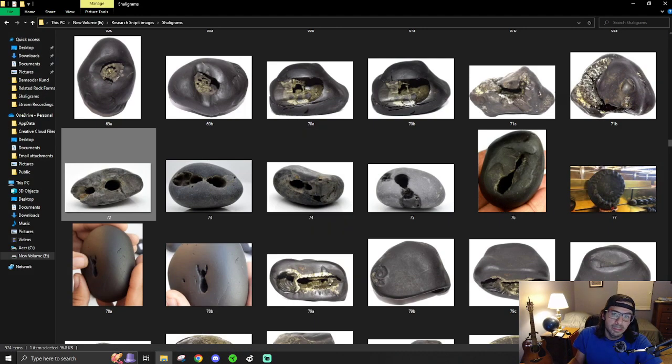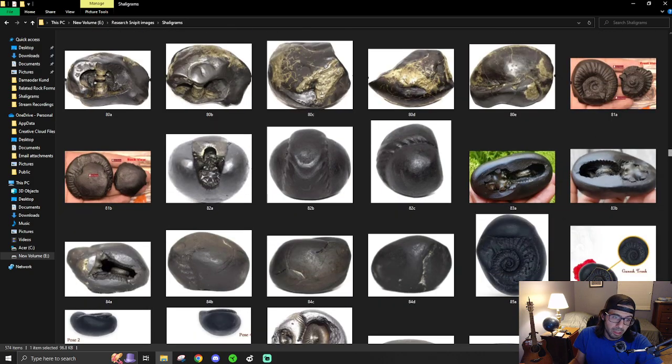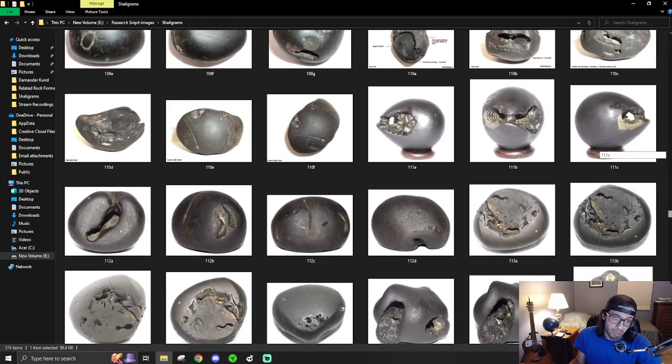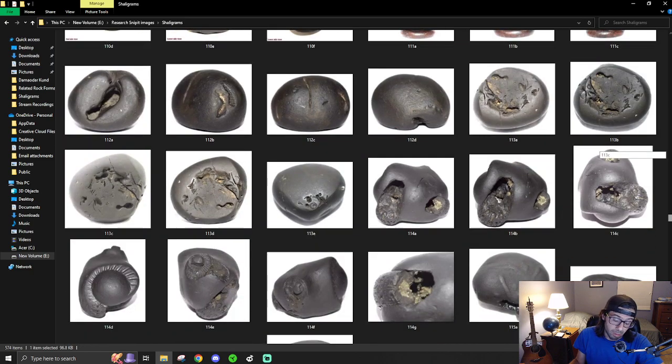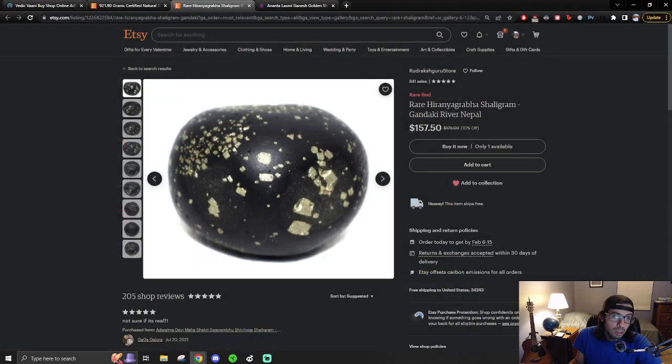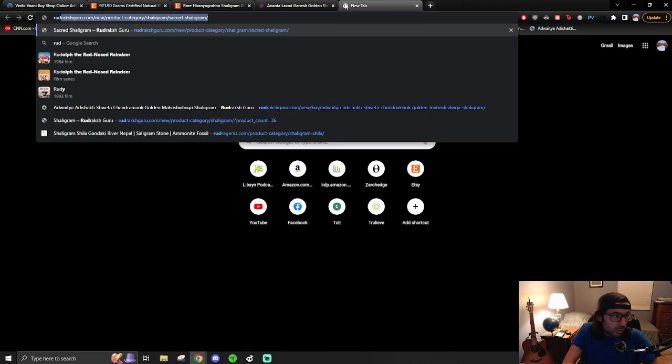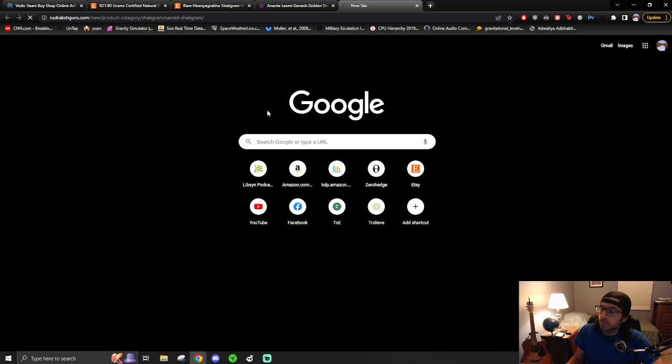Okay, so everything else is an image either from one of those shops I just showed or the Rouge Rock. This one. Rouge Rock Guru. Yeah, that one. Okay.